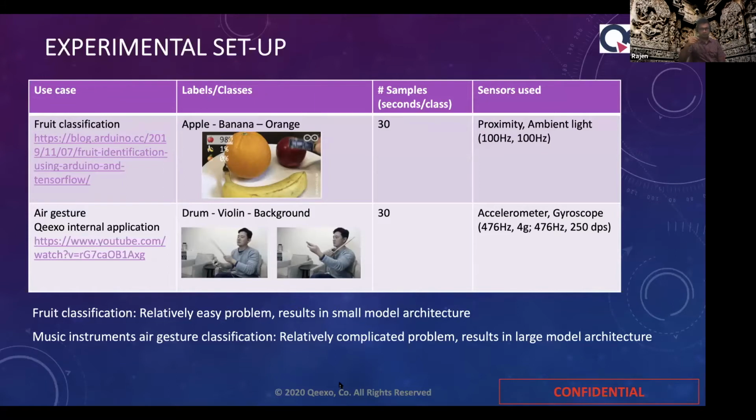And we have also selected these two applications to demonstrate the behavior with the high ODR sensors and the low ODR sensor. We can see Excel and Gyro here are operating at 476 ODR, 4G and 250 DPS, and proximity and ambient lights are operating at 100 Hertz ODR.